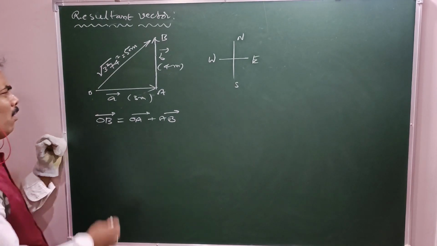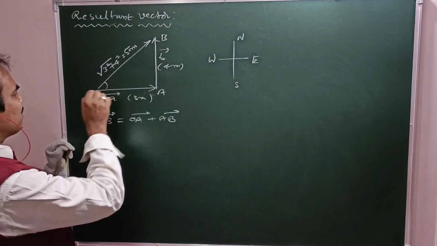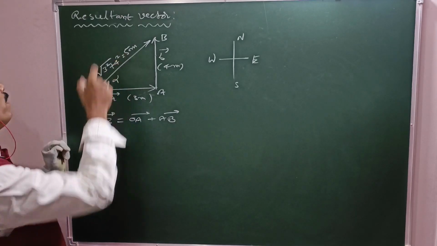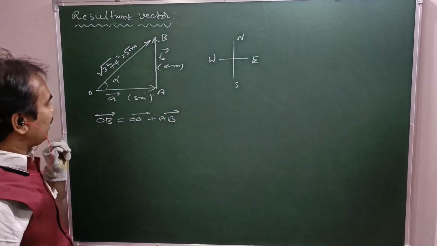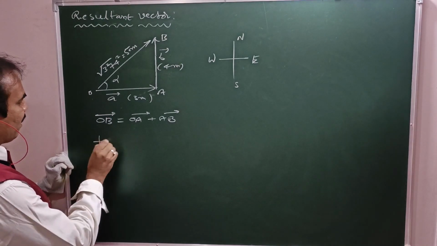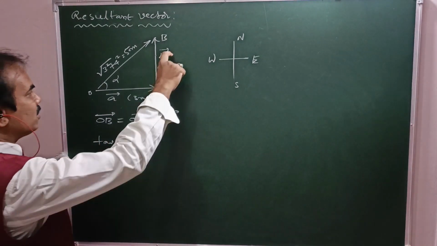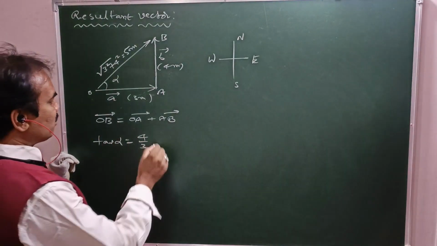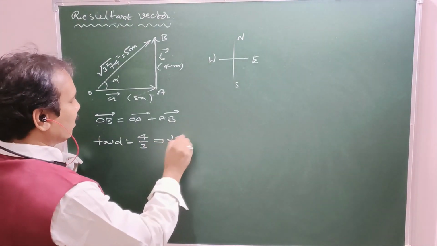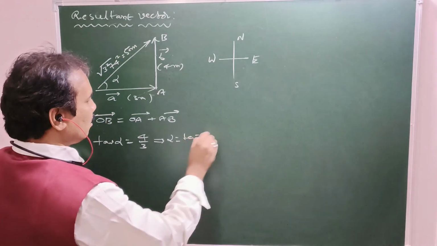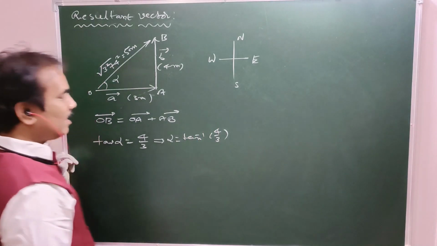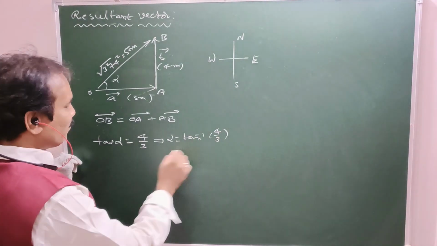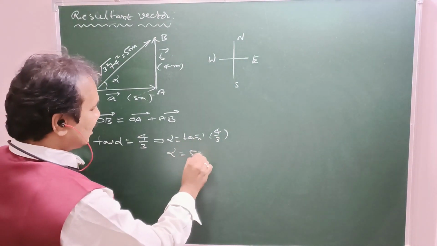Now, what is the direction of this resultant? Suppose this is alpha, the angle made by this OB bar with OA bar. We know that tan alpha equals opposite side by adjacent side, that is 4 by 3. That implies alpha equals tan inverse 4 by 3. Tan inverse 4 by 3 means alpha equals 53 degrees.